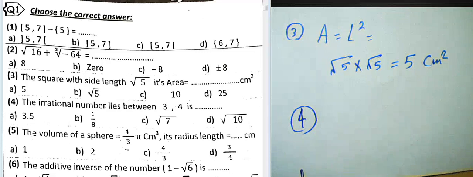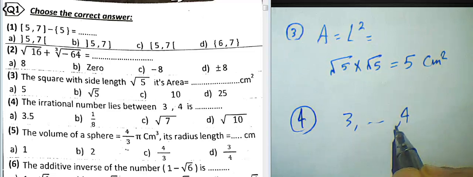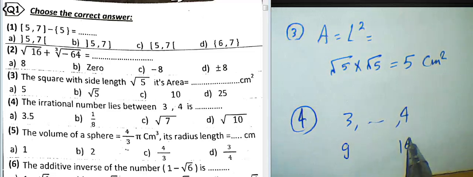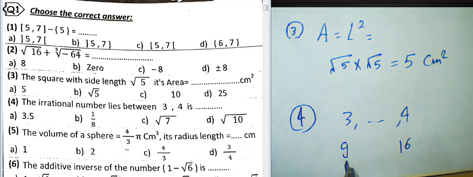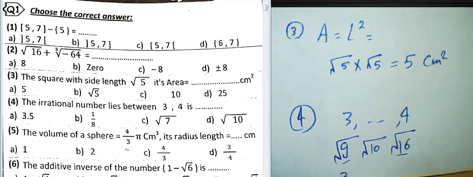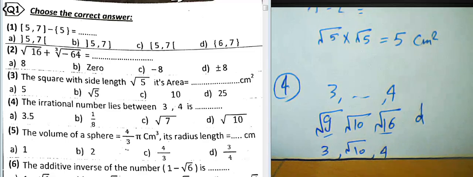Question number 4, the rational number between 3 and 4 is what? We want to find a number between 3 and 4. We find 3 power 2 equals 9 and 4 power 2 equals 16. We can take any number between 9 and 16, such as 10, so the root of 10 will be between 3 and 4. So root 10 lies between 3 and 4. We must choose letter D for question number 4.